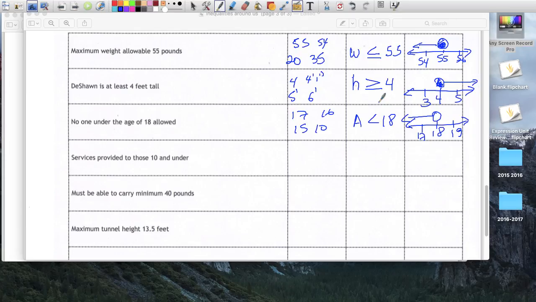Service provided to those 10 and under. So if you're 10, you get the service. If you're 9, if you're 8, if you're 6, you're 4, 3, I don't know. So in order to get these services, probably like a ride or a kiddie ride or something. The services.